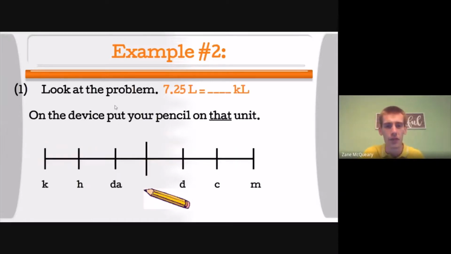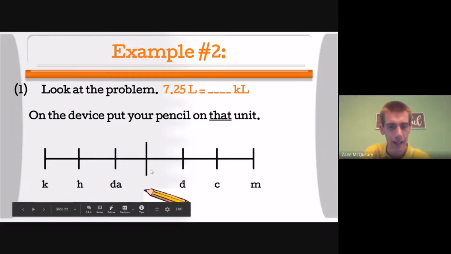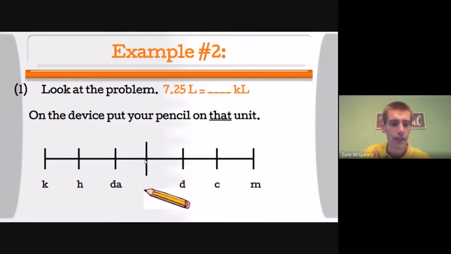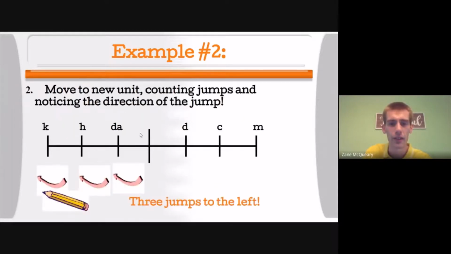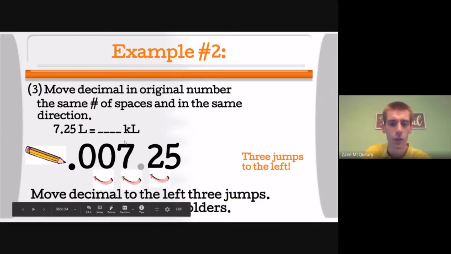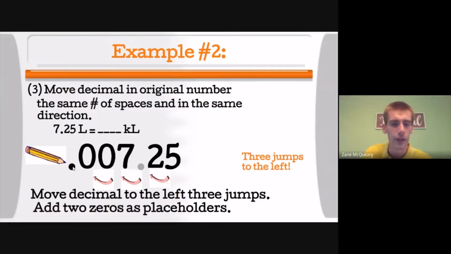Let's try another example. 7.25 liters. So liters is a base unit, right? That's one of our base units here. We want to get to kilometers, which is way over here, or kiloliters, I should say. So we're going to make 1, 2, 3 jumps to the left. So our decimal is going to go 1, 2, 3 jumps to the left. All right, yep, just to double check, we did go 3, good for us. 1, 2, 3, boom, there goes our decimal.